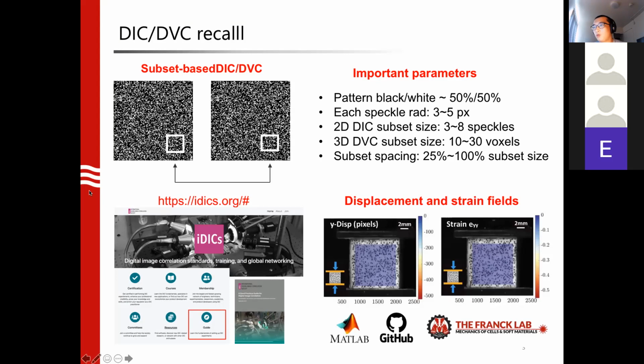So here is just a very brief one-page summary of what we did yesterday for the subset-based tracking. You just track those subsets. For your experiments, just some key summaries: you need to paint some patterns, black and white, 50% and 50%. Each speckle dot is 3 to 5 pixels. When you do the post-processing, the subset size is about 3 to 8 speckle dots, and the subset spacing is about 25% to 100% of the subset size.